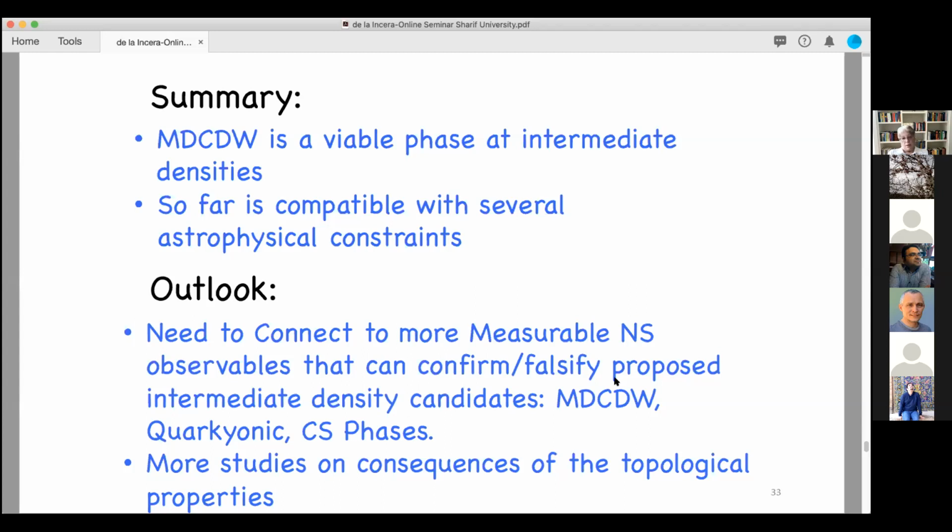And the other important thing is that we are interested in keeping a study on all the consequences of the topological properties. It's interesting because we are learning from condensed matter materials some properties that inspire us to look for those things in the MDCDW phase, and hopefully vice versa. Maybe we will do things here that will create ideas for people in condensed matter. That's it from my side.